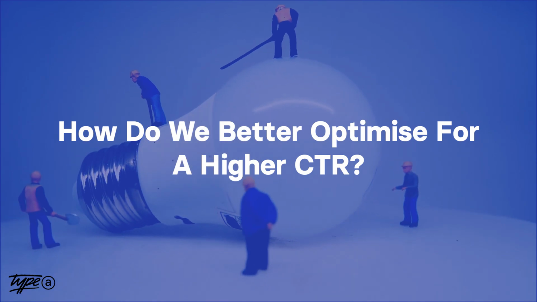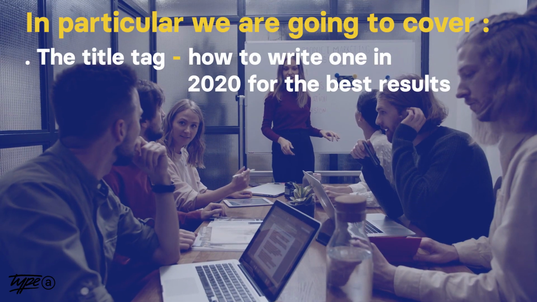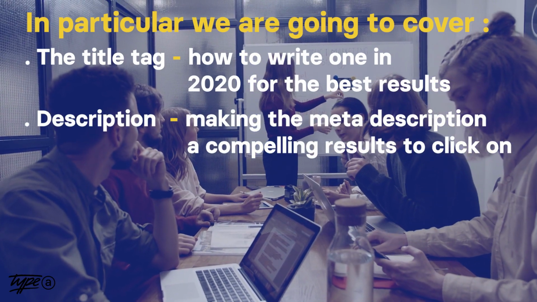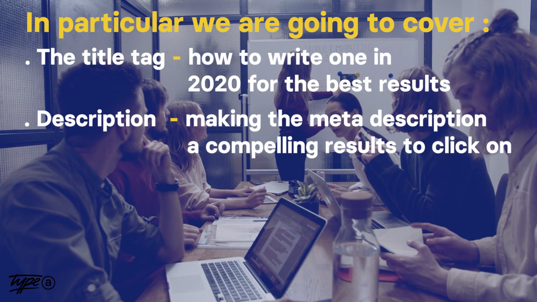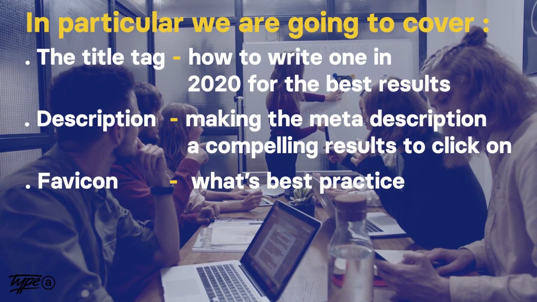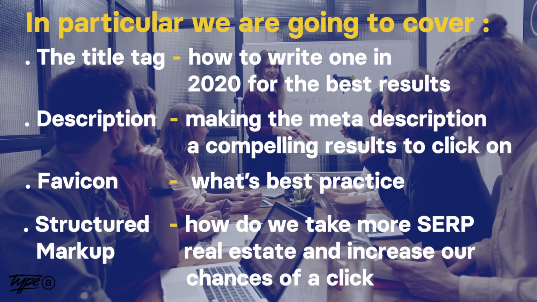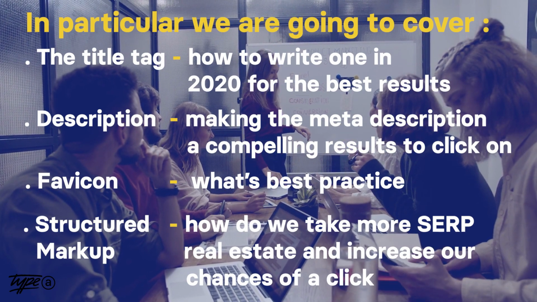So with all these changes happening, you're bound to see something weird happening with your click-through rate, both on AdWords and also in Search Console. So what should we be doing and how do we better optimize for a higher CTR? Well, in this video we're going to go over how to increase your click-through rate, or CTR. In particular, we're going to cover the title tag, so how to write one in 2020 for best results. Your meta description, so making the meta description compelling so that it gets clicks. Looking at the favicon to see how you can actually optimize that. And lastly, but not leastly, structured markup. How do we take more SERP real estate and increase our chances of a click?